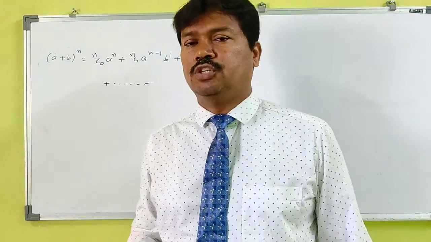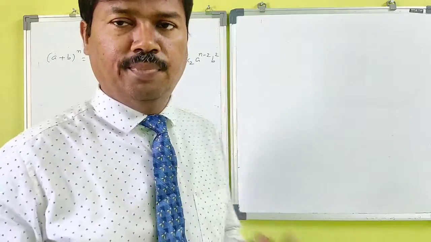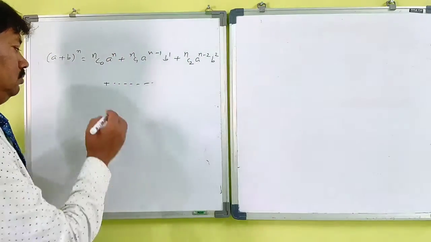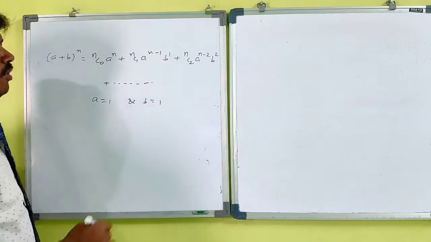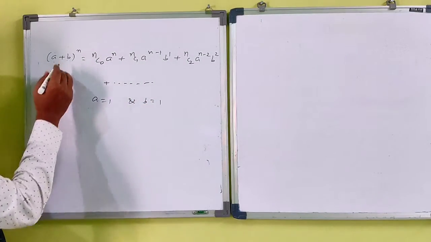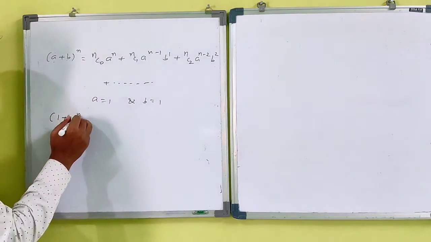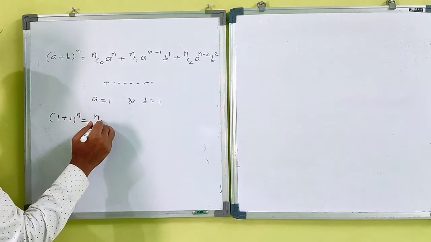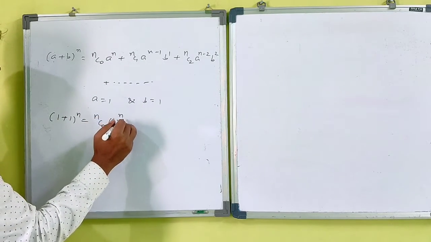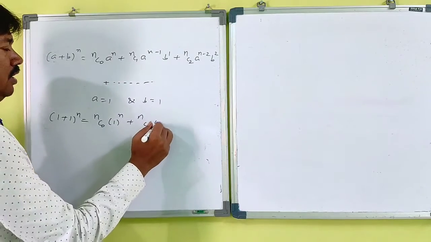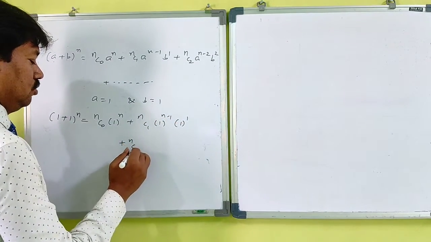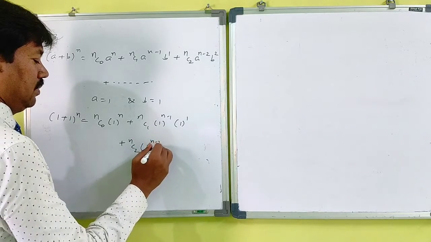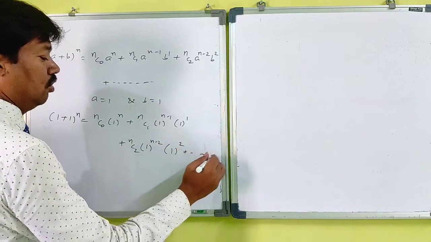Now suppose we substitute here a equals 1 and b also equals 1. So what happened to this? This becomes (1 plus 1) raised to n. This becomes nC0 1 raised to n, nC1 1 raised to n minus 1 times 1 raised to 1, nC2 1 raised to n minus 2 times 1 raised to 2, and so on.